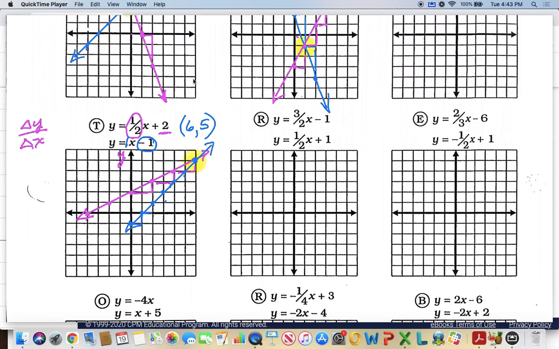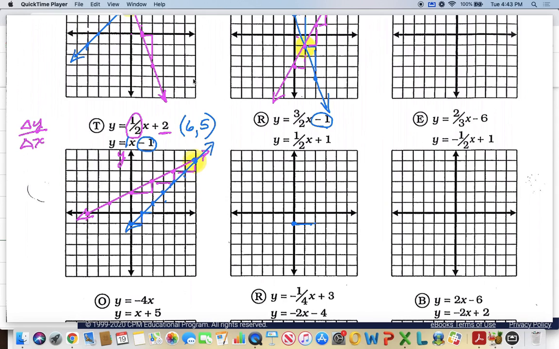So let's look at R. So here we've got -1 as the y-intercept. So I'll plot that on the y-axis. And then we've got a 3 over 2. So it's change in y over the change in x. So the change in x is a +2. We go over 2.